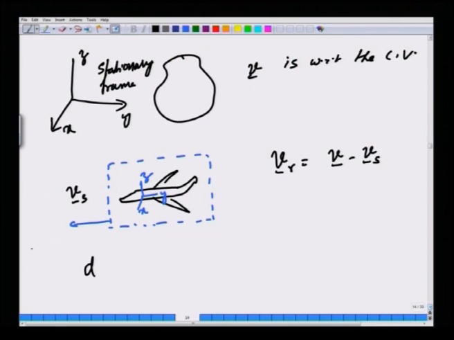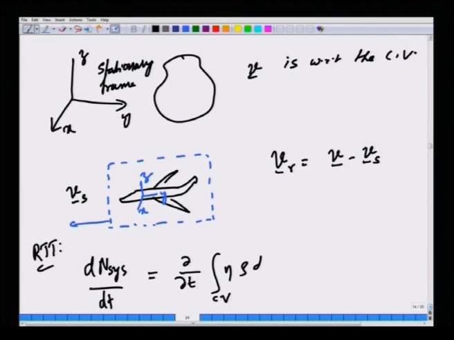Now, the Reynolds transport theorem for a moving frame of reference is dN_system/dt equals d/dt of the integral over CV of eta rho dV, which remains the same, plus the integral over CS of eta rho Vr dot dA. Instead of absolute velocities, you have relative velocities, because only if there is relative velocity between the fluid and the control volume, which is itself moving, will there be a net inflow or outflow.